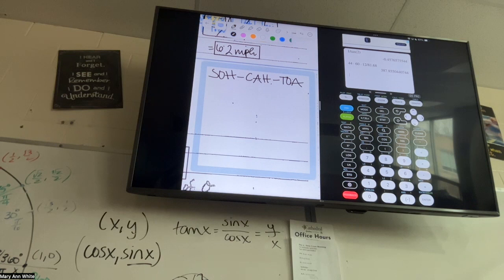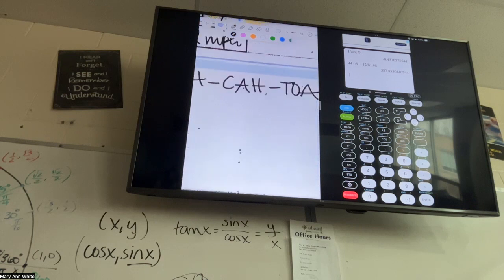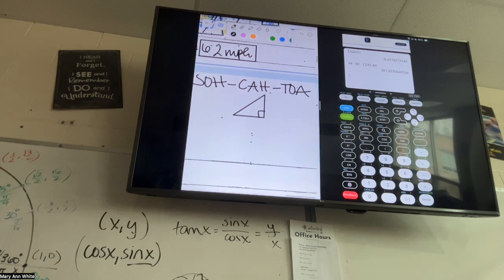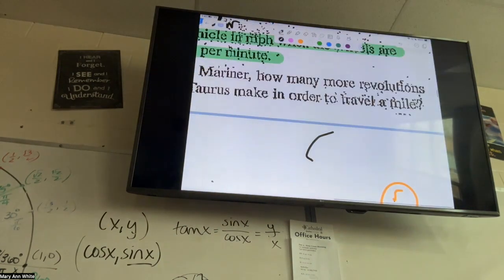SOHCAHTOA, SOHCAHTOA. And I'm gonna start by drawing a triangle on here. If you remember when we did trig before, or when we did SOHCAHTOA, we had to use right triangles. I also don't need my calculator, so I'm gonna get rid of that.